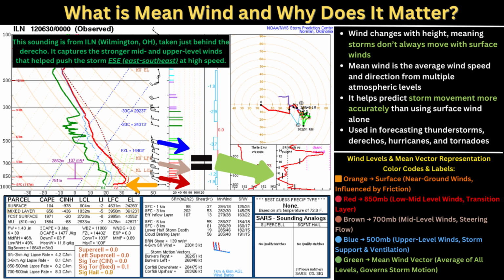Take a look at the skew-T diagram for Wilmington, Ohio. This was taken just behind the derecho and gives us a snapshot of the wind structure at different altitudes. At the very bottom, the orange represents surface winds, which are influenced by friction and terrain. As we go up, we see the red, brown, and blue wind vectors representing winds at 850 millibars, 700 millibars, and 500 millibars. Each of these layers plays a role in guiding the storm. By combining the wind data from these layers, meteorologists calculated the mean wind vector, which provides a better estimation of storm motion. But how exactly do we calculate it? Let's go step by step.